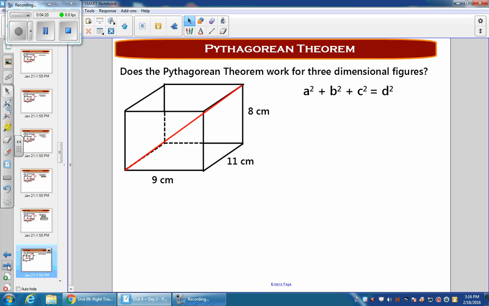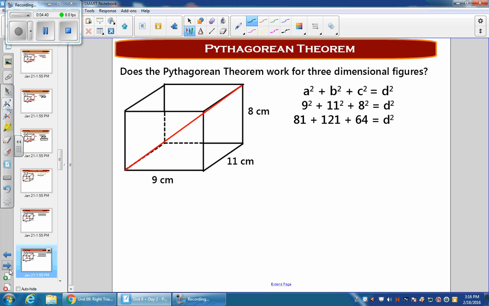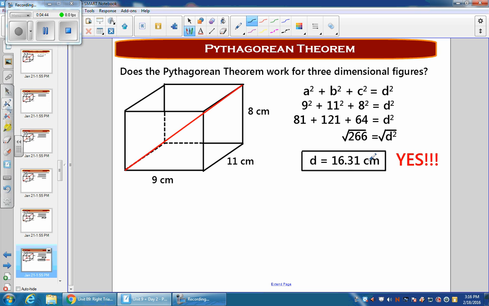Now a shortcut for this is the Pythagorean theorem in 3 dimensions. So instead of a squared plus b squared equals c squared, it's a squared plus b squared plus c squared equals our distance squared. So you do that just like Pythagorean theorem, but now you put all 3 of these dimensions in, add them up, and you get 266, which is 16.31, which is what we were looking for.